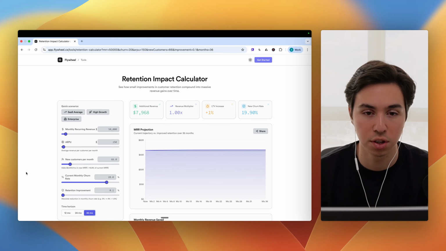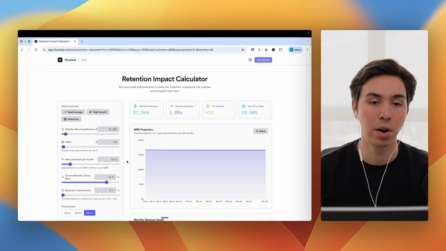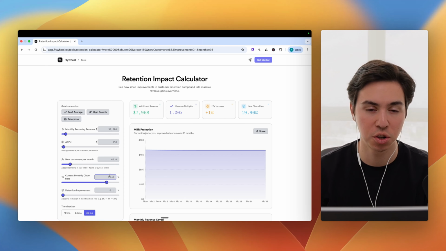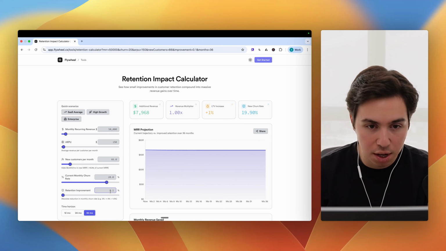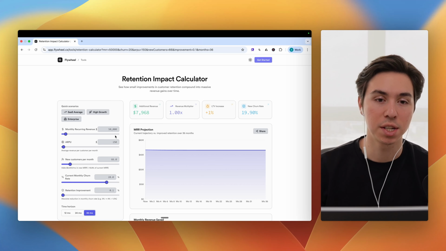And then let's turn this all the way down. So right now, essentially, you're just staying the same, right? You are adding a bunch of users. You're adding 66 new users, but your churn rate's 20%. And so you're pretty much staying the same, right? And this is pretty common at this stage with companies in the go-to-market space.